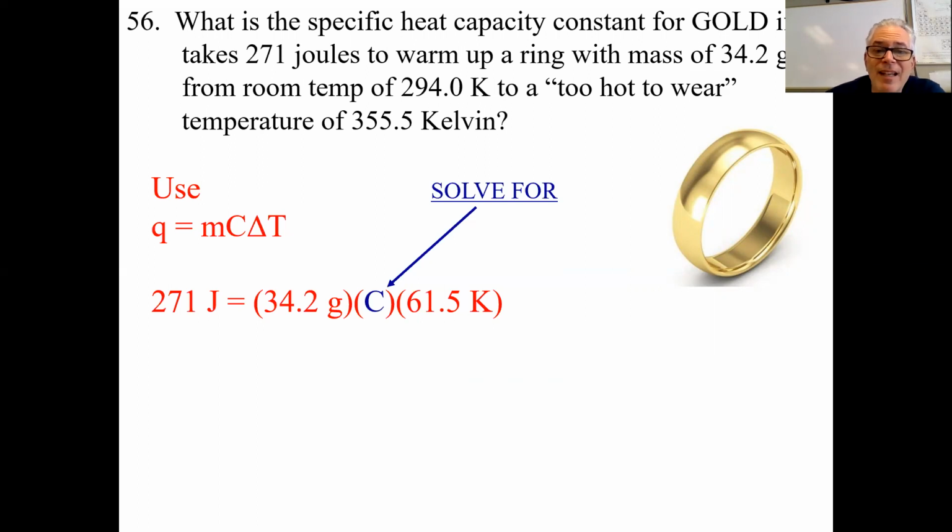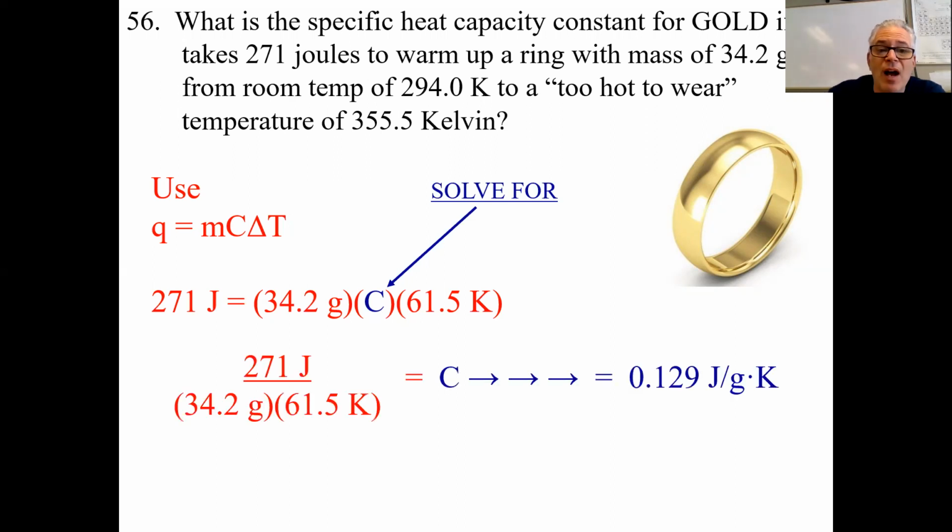Now, in order to get C by itself, we have to divide by 34.2 grams times 61.5 Kelvin on both sides. So I get the C by itself, and now I have the joules divided by the grams and the Kelvin. Now this takes a little bit of calculation, right? You're going to have to do the math nice and slow, but look at the units. The joules in the numerator divided by grams times Kelvin, and that's always the unit. Now, what does this mean?